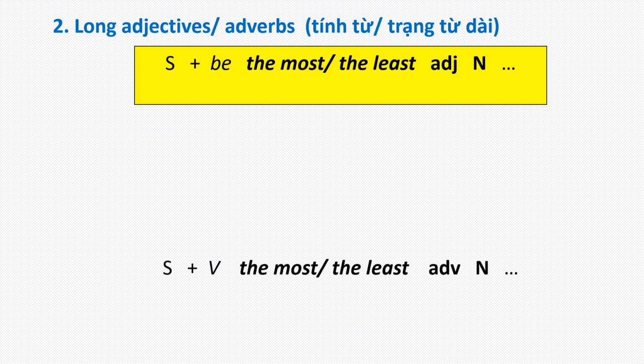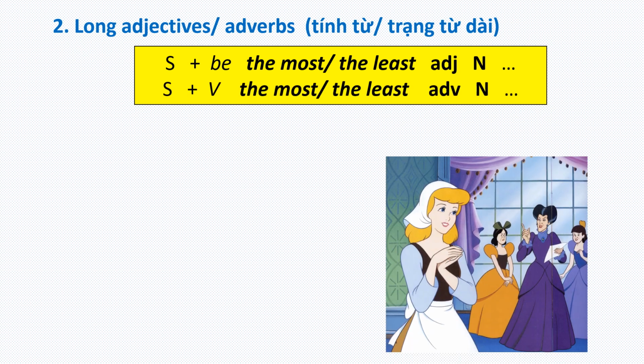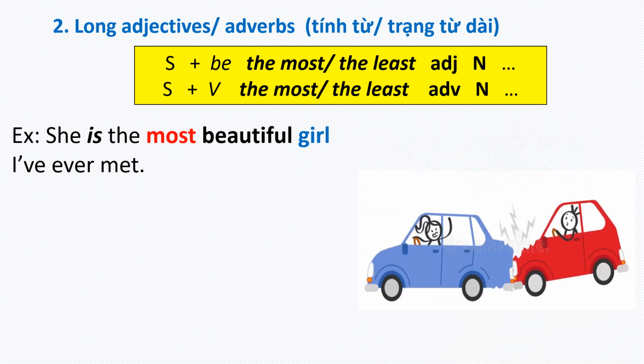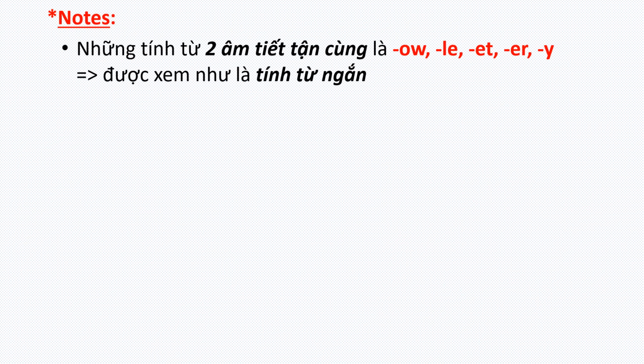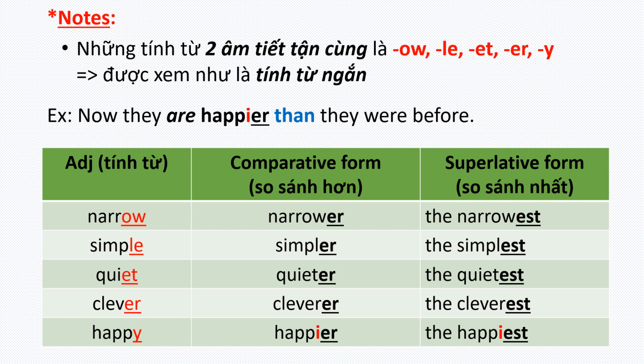For longer adjectives, we use the most or the least. For example, she is the most beautiful girl I've ever met. He drives the most carelessly among us. Adjectives ending with o, l, e, t, a, y are considered short adjectives. For example, now they are happier than they were before.